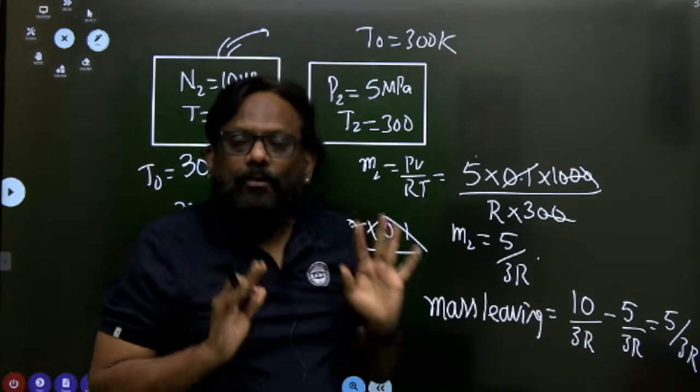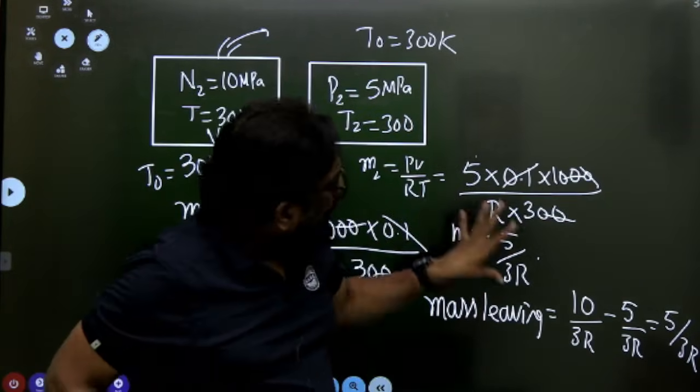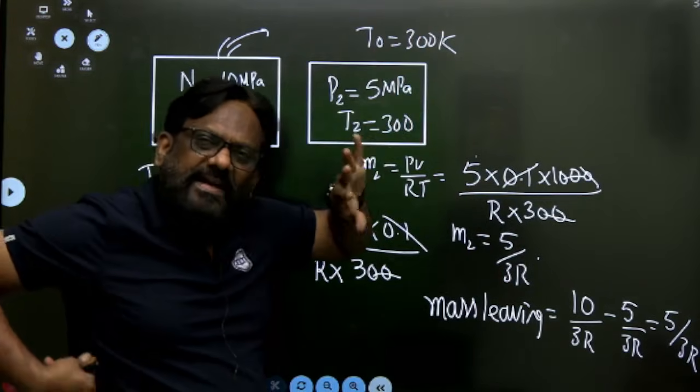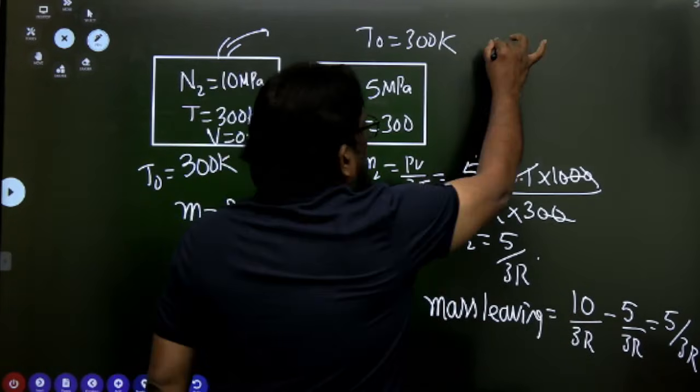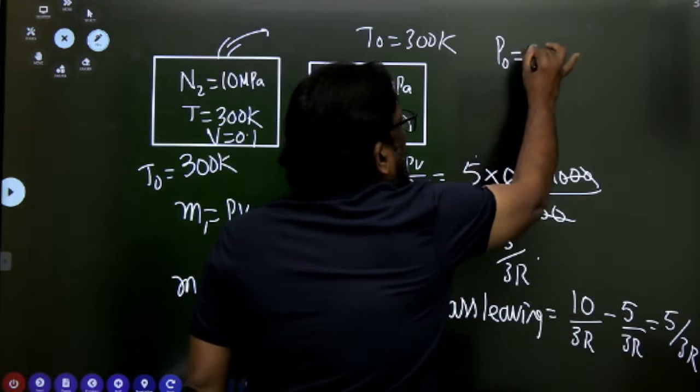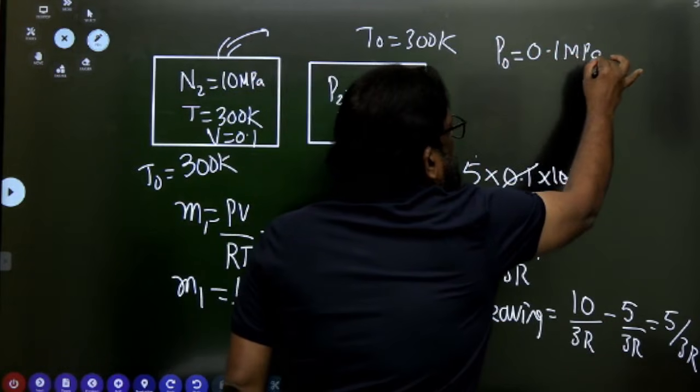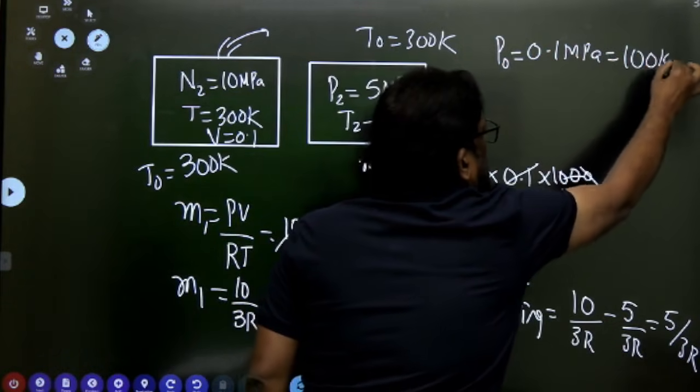तो ध्यान से सुनो, ये पूरा mass बाहर जा रहा है, so when it is going out, what will be the pressure of this mass? It will be atmospheric. The atmospheric pressure is 0.1 megapascal, which is equal to 100 kilopascal.